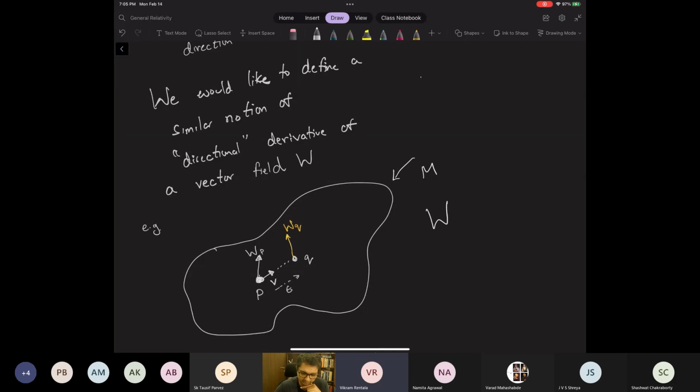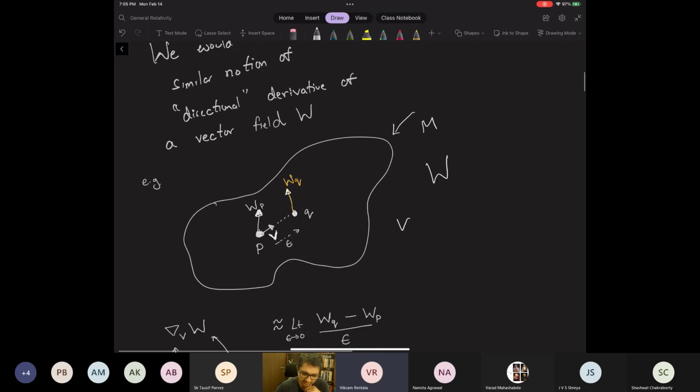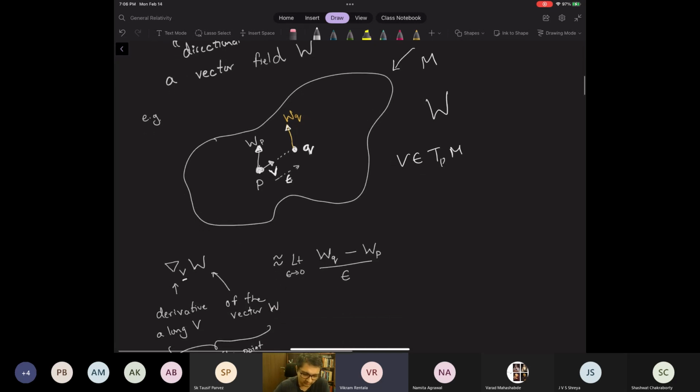At the point P, there's a vector WP. At a point Q, there's a vector WQ. Remember that if you think about small displacement vectors, you can think about a vector V which displaces you. This vector V lives in the tangent space at P, but it displaces you in some direction along the manifold. So if you have a small displacement by an amount epsilon in the direction towards another point Q, you'd roughly like to define the derivative of this vector field along the V direction.